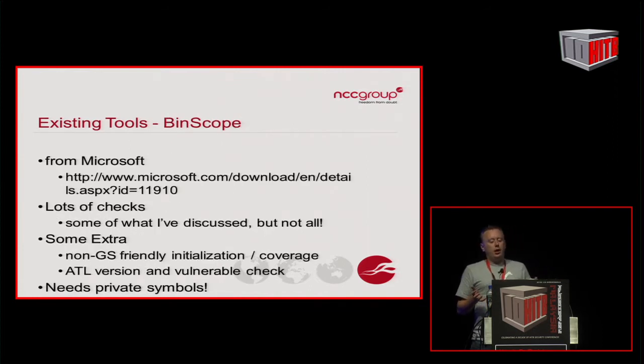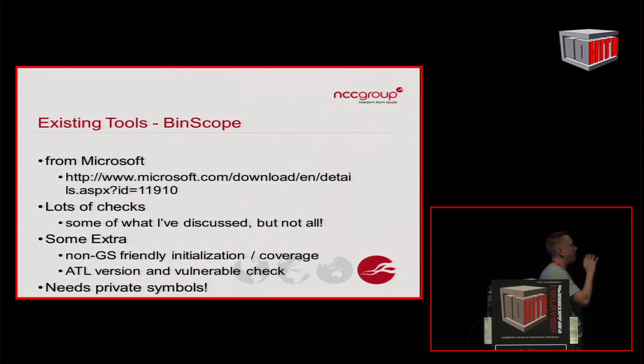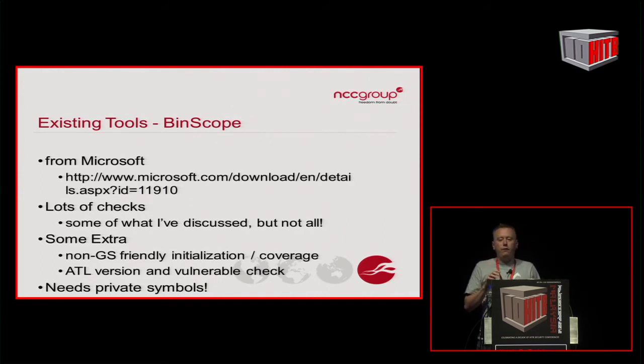Microsoft then came out with BinScope, and BinScope is awesome if you have the source code or the private symbols to a binary. But it didn't solve the itch I had. They do a lot of what I've discussed, but they don't do it all by any means. But also, by virtue of the fact that they have the debug symbols, they can do some things that at the moment I've not worked out a way to do without those symbols.